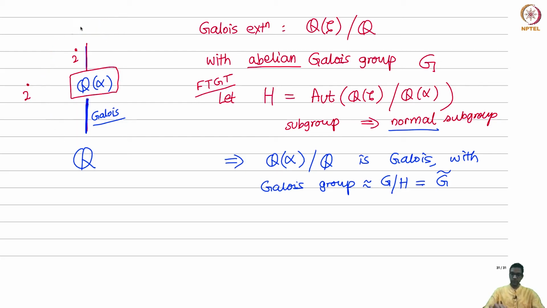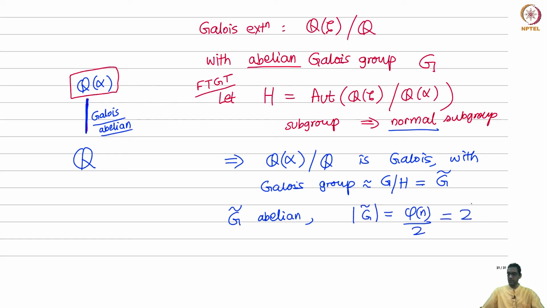We can now forget about the cyclotomic extension. Now we really only wanted to get something about Q(alpha) over Q. We have concluded it's a Galois extension. Its Galois group is an abelian group. So G tilde is also abelian. So this is Galois. It's got an abelian Galois group. And further, the Galois group has cardinality which is a power of 2. Cardinality of G tilde is phi n by 2. So that's also some power of 2. Okay, so this is 2 power r for some r. So this is what we know.